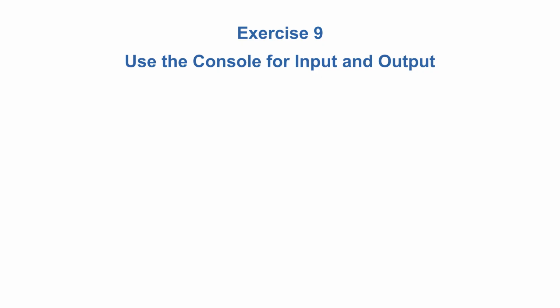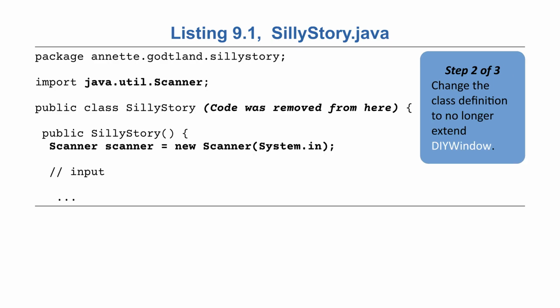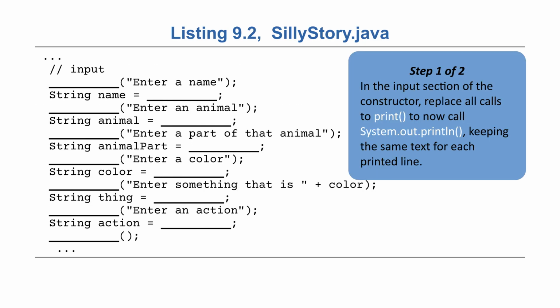Exercise 9. Use the console for input and output. Change the import statement to import java.util.Scanner instead of com.godsoft.diyjava.DIYWindow. Change the class definition to no longer extend DIY window. Create a new scanner variable named scanner exactly as shown. Note, this is the second listing of exercise 9.